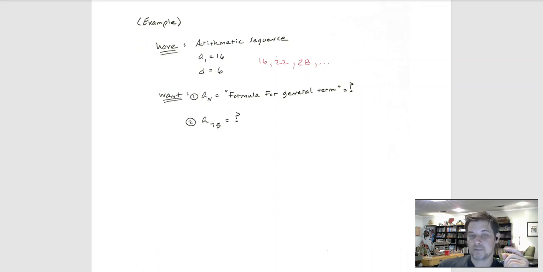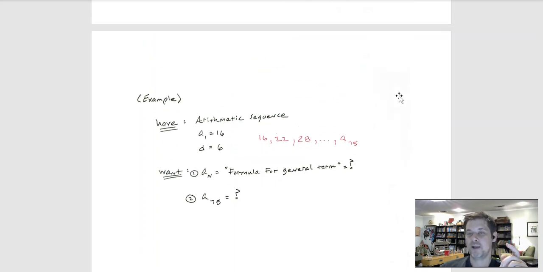Now, here's what I want. Can I find An, meaning the formula for the general term? So, in other words, is there a formula that will tell me what any term is? Here I just started writing them out. But maybe, could I jump right to the 75th term? If I kept writing this out, I would eventually get to the 75th term. That's what A75 means. But I'd say I don't want to write the whole thing out to get there. Can I jump straight to it? That's what An is going to do.